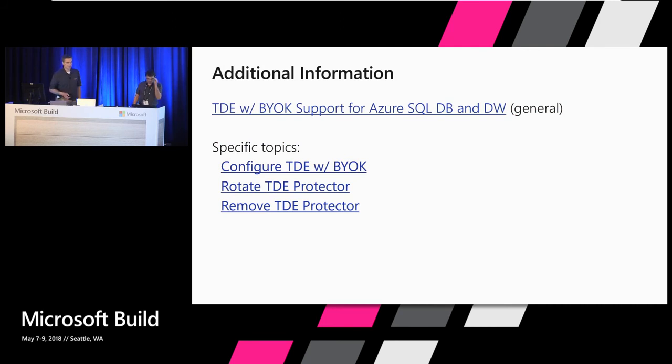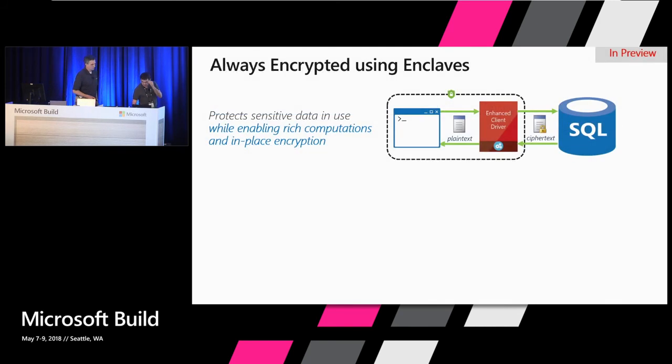So here's some additional information. I think this is good reading. And we'll stay with encryption now. We'll talk a little bit about Always Encrypted. Always Encrypted is our flagship encryption feature. And Jakob is going to talk to you a little bit about some advancements we've made there. If you're familiar with the first version, I think you'll really like what Jakob has to say.